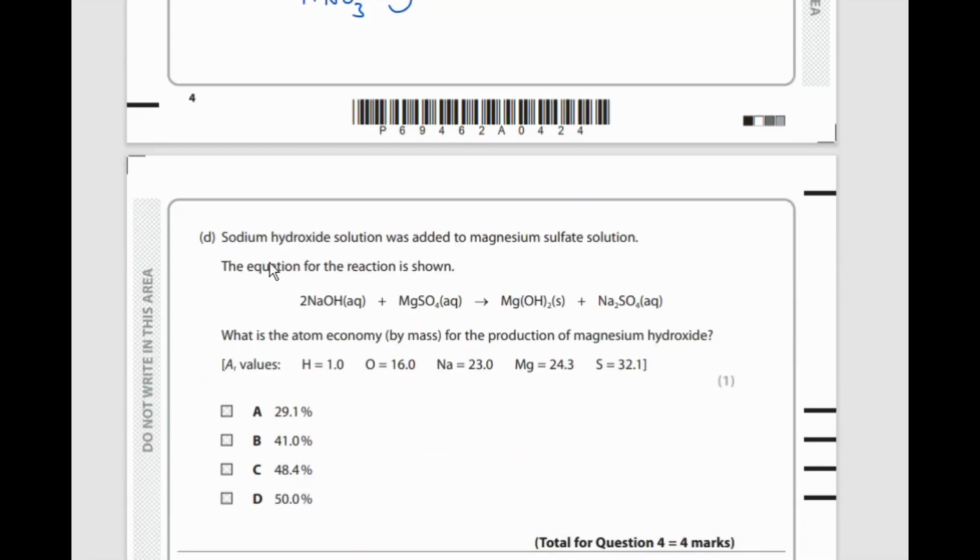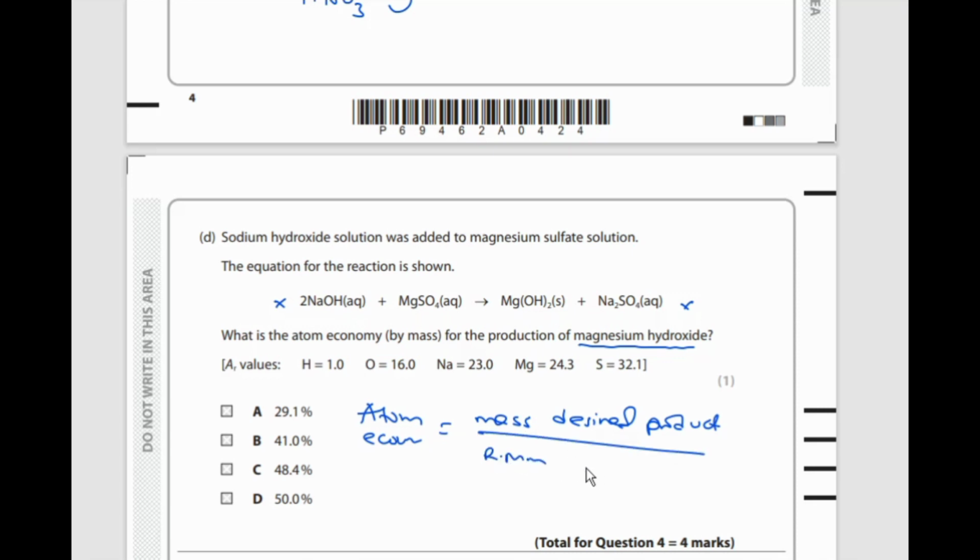Question D. Sodium hydroxide solution was added to magnesium sulfate solution. The equation for the reaction is shown. What is the atom economy for production of magnesium hydroxide? Atom economy is equal to the relative formula mass of desired product divided by the relative molecular mass of all products.